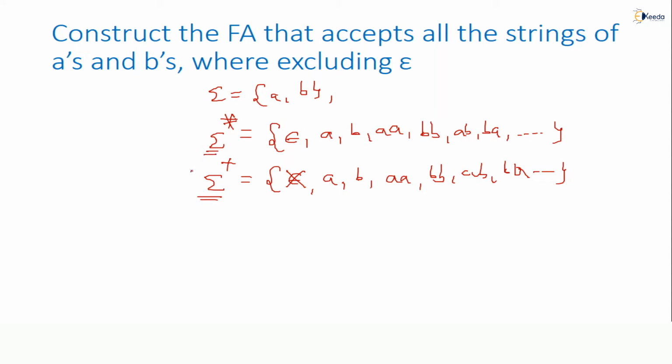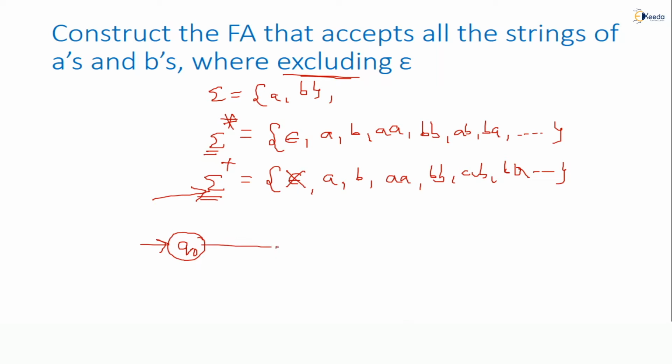Sigma star, the universal language, is containing epsilon. Now what is the question? The question is excluding epsilon, except epsilon, all the strings should be accepted, means we need to construct the FA for positive closure of sigma. So please do understand. So now Q naught does not need to be a final state, because epsilon should not be accepted.